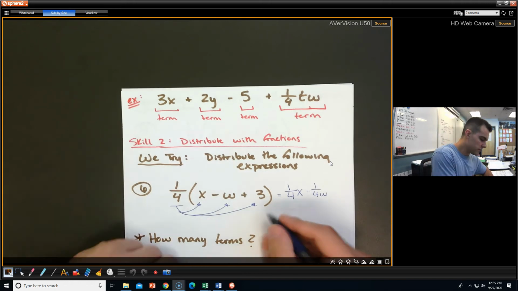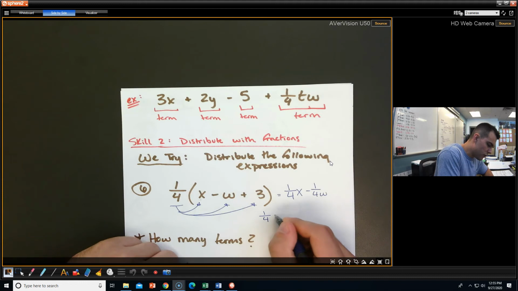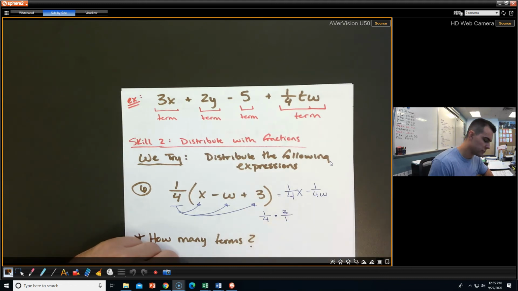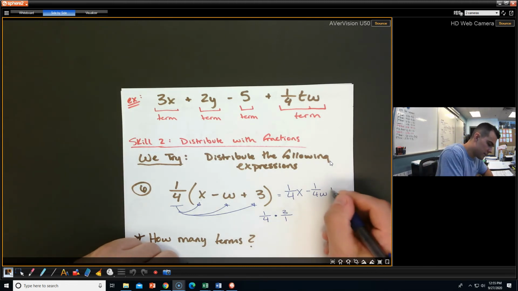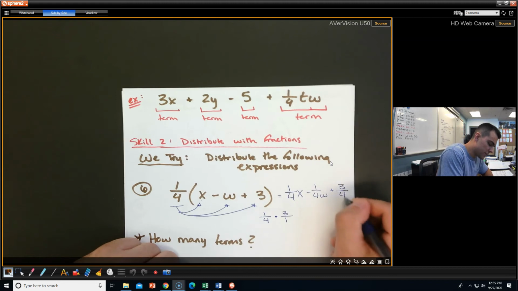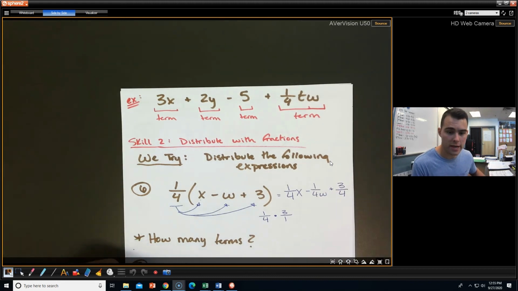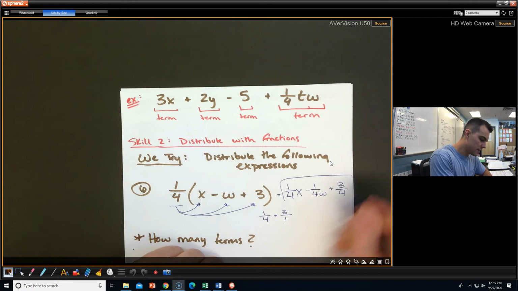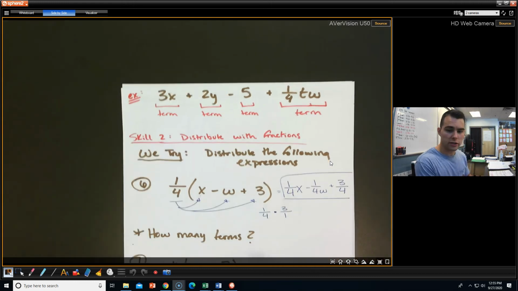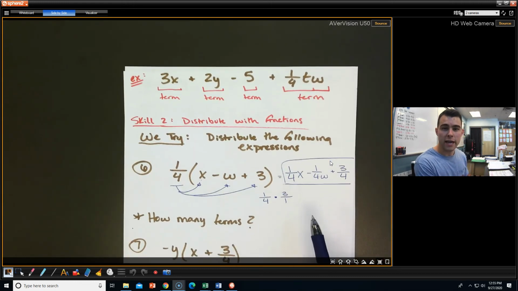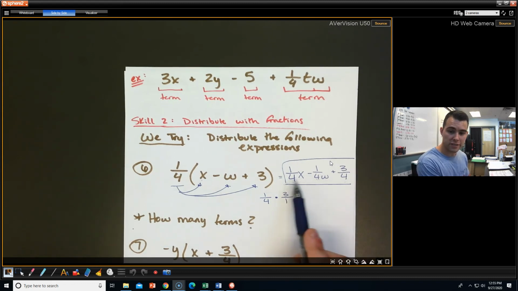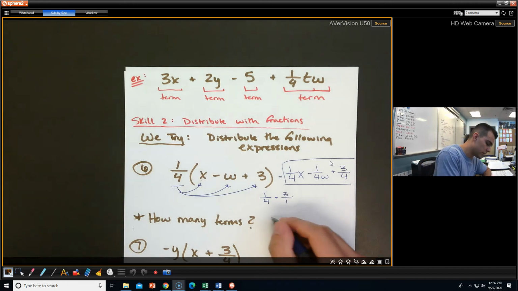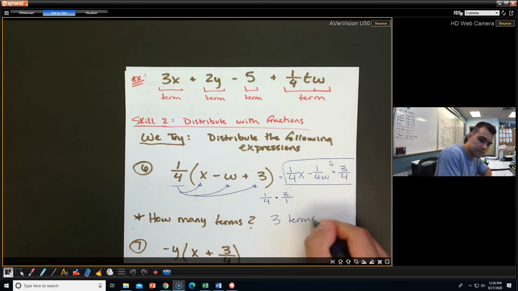And then 1/4 times 3. If it helps, write it off to the side, and put 3 as a fraction as well. So you multiply the top and the bottom and you'll get 3/4 out of this one. And that one is done. How many terms do we have with this one? We have 1, 2, 3. 3 terms separated by subtraction and addition. So we have 3 terms.